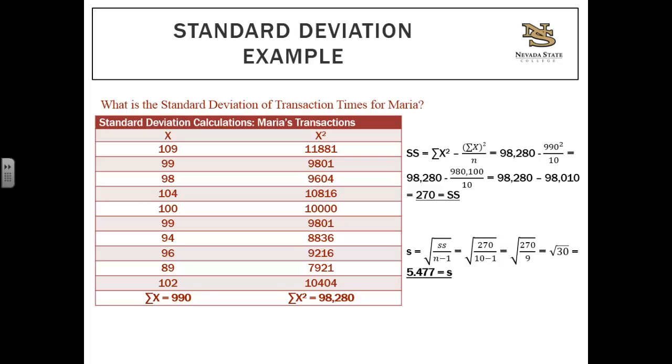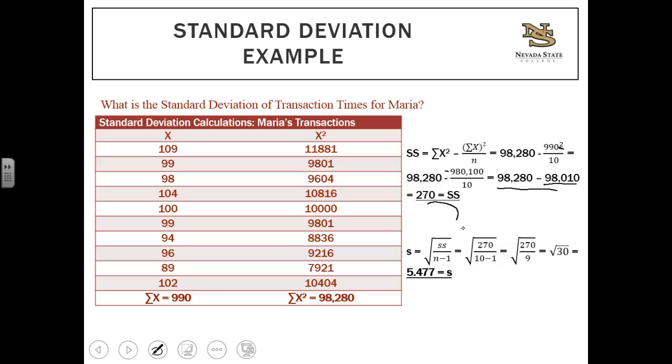Now we need to do one step at a time, solving for each operation sequentially. The first thing I want to solve for is my exponent. Everything stays the same, the only thing that changes is that 990 squared becomes 980,100. Now I need to solve for my division. I take 980,100 divided by 10, and that gives me 98,010. Then I just do my subtraction. 98,280 minus 98,010 gives me a sum of squared deviations of 270.